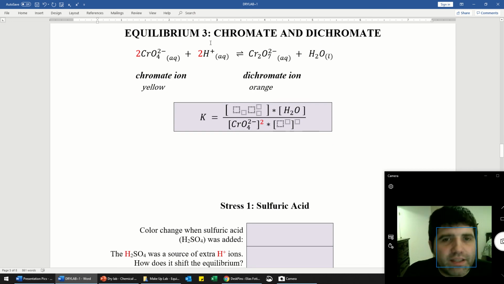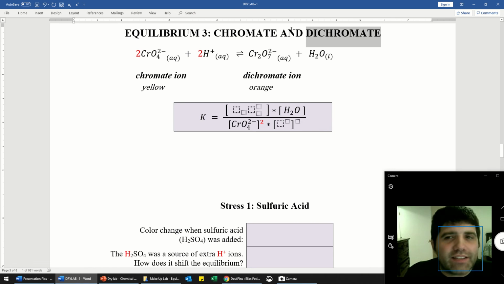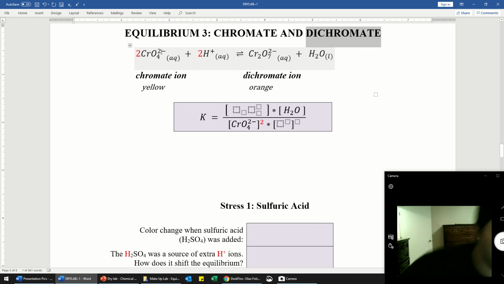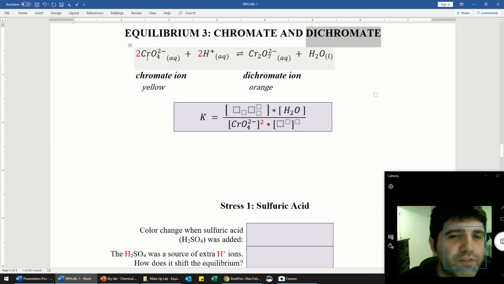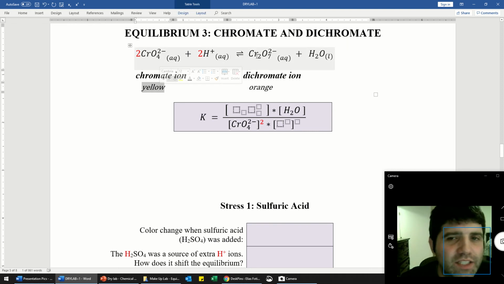This one is a system at equilibrium involving chromate and dichromate ions. Each ion has a distinctly different color. Chromate is CrO4 2-, and if it combines with two protons, two H+ ions, we get two products. We get water, and then the other product is this dichromate ion. So the difference in color is dramatic. The chromate has a yellow color, and the dichromate has an orange color.